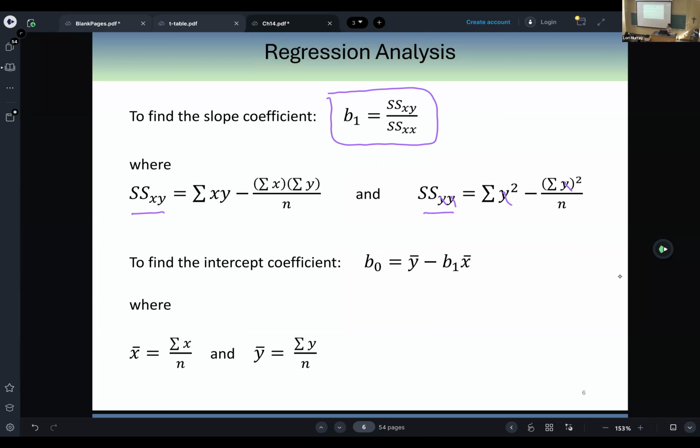Rise over run. I'll fix the slide. You can fix your slide. It should be the sum of the squares for the x's as given in the formula.